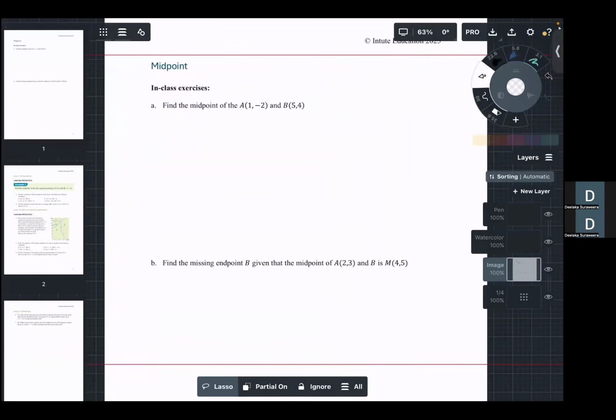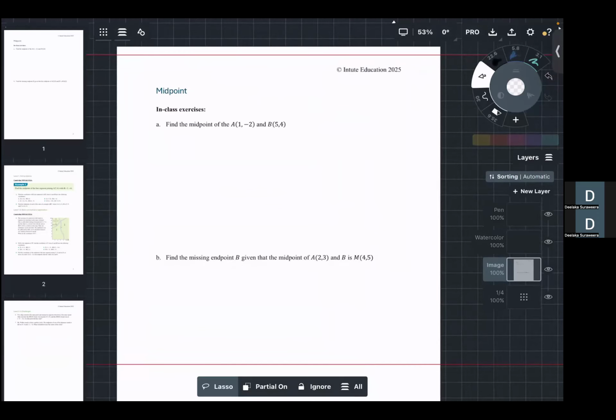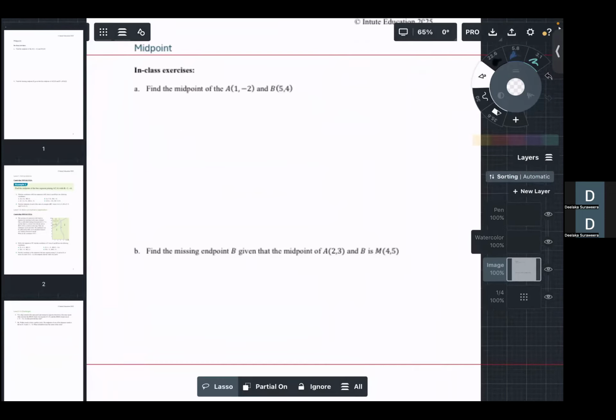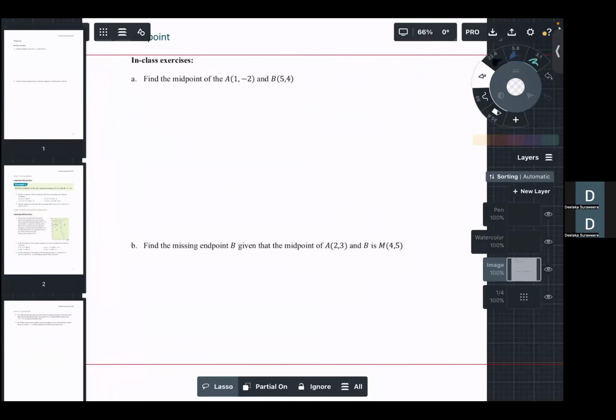Okay, here are the two examples for you to practice. Do part A and B. B is slightly harder, nothing too crazy though.